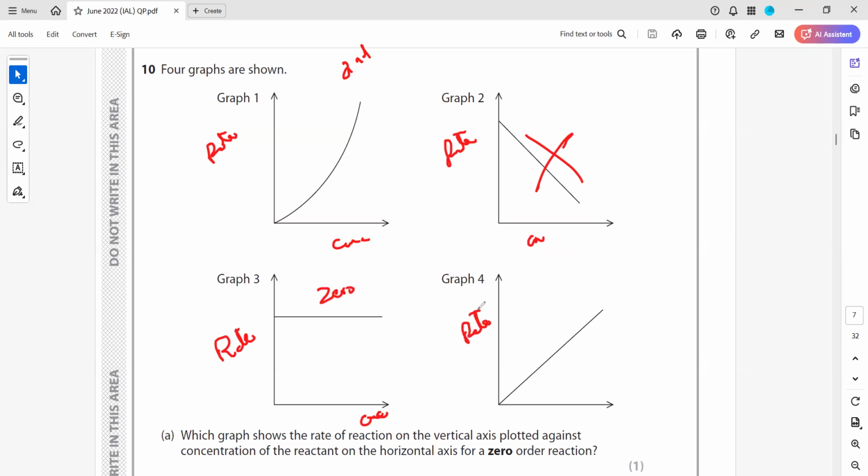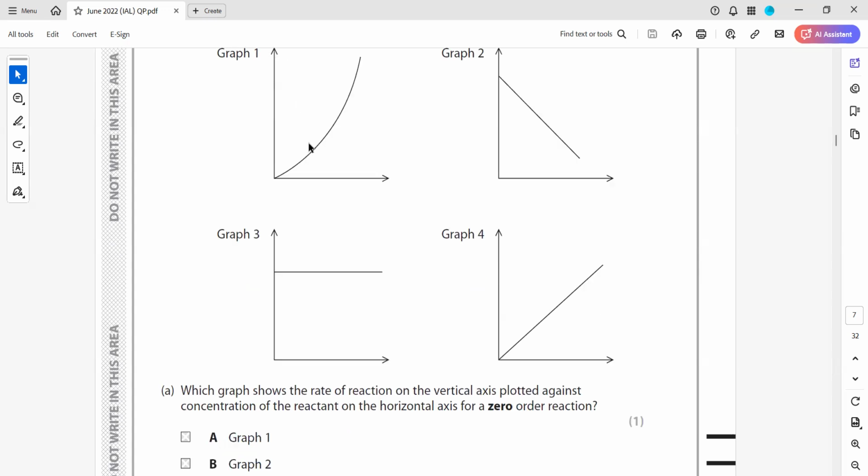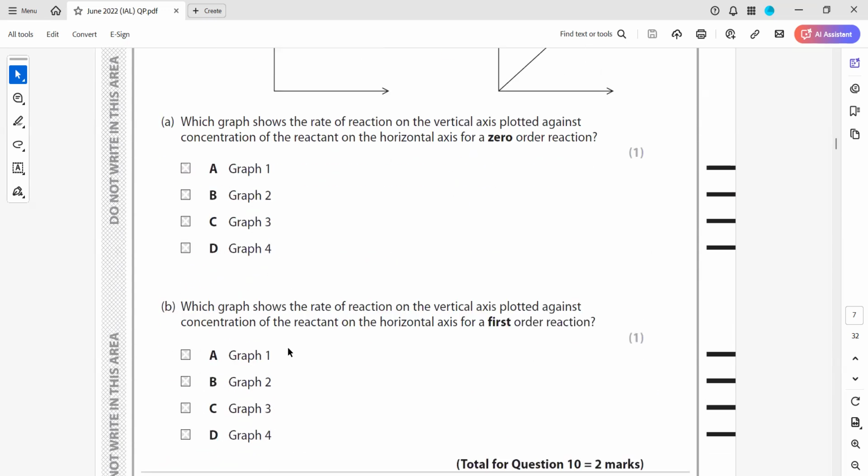And this is a rate concentration. If you are increasing the concentration, rate is also increasing. So this is representing a first order. So it means graph 4 is representing the first order with respect to rate concentration. So D will be the answer here.